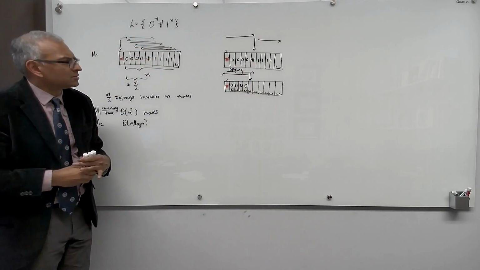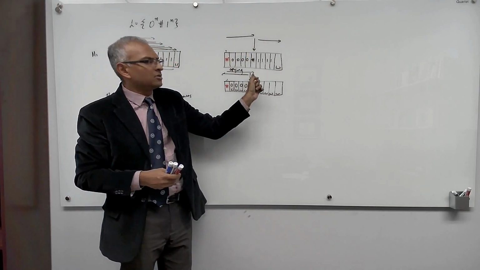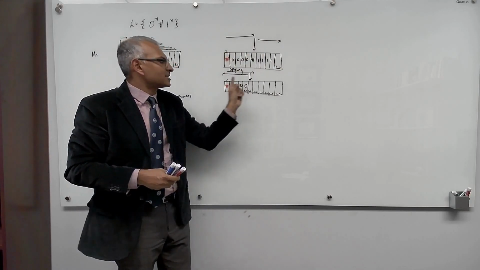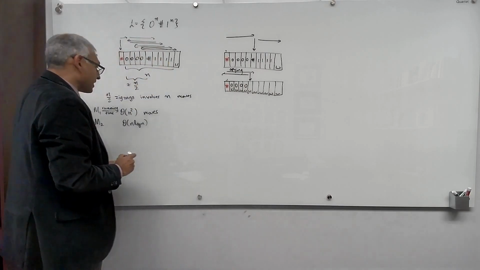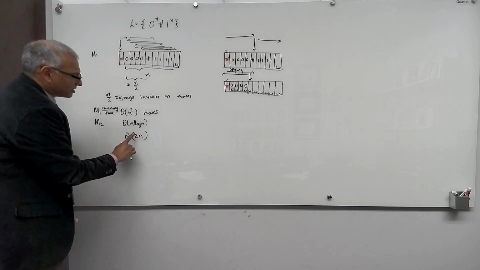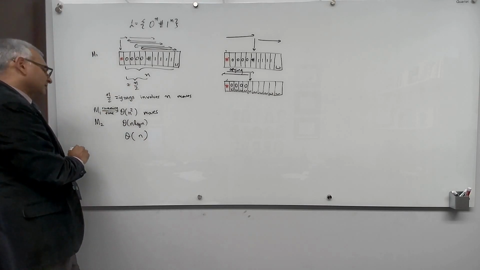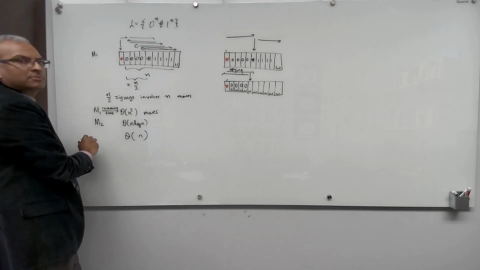Okay, so let's see the number of moves that are made. This guy scans half, then scans half. This guy goes forward and back. So this is n plus n is 2n. Okay, so in theta of 2n steps, which is theta of n in asymptotic notation, we get rid of these baby constants. I can solve the problem using 2 tapes.